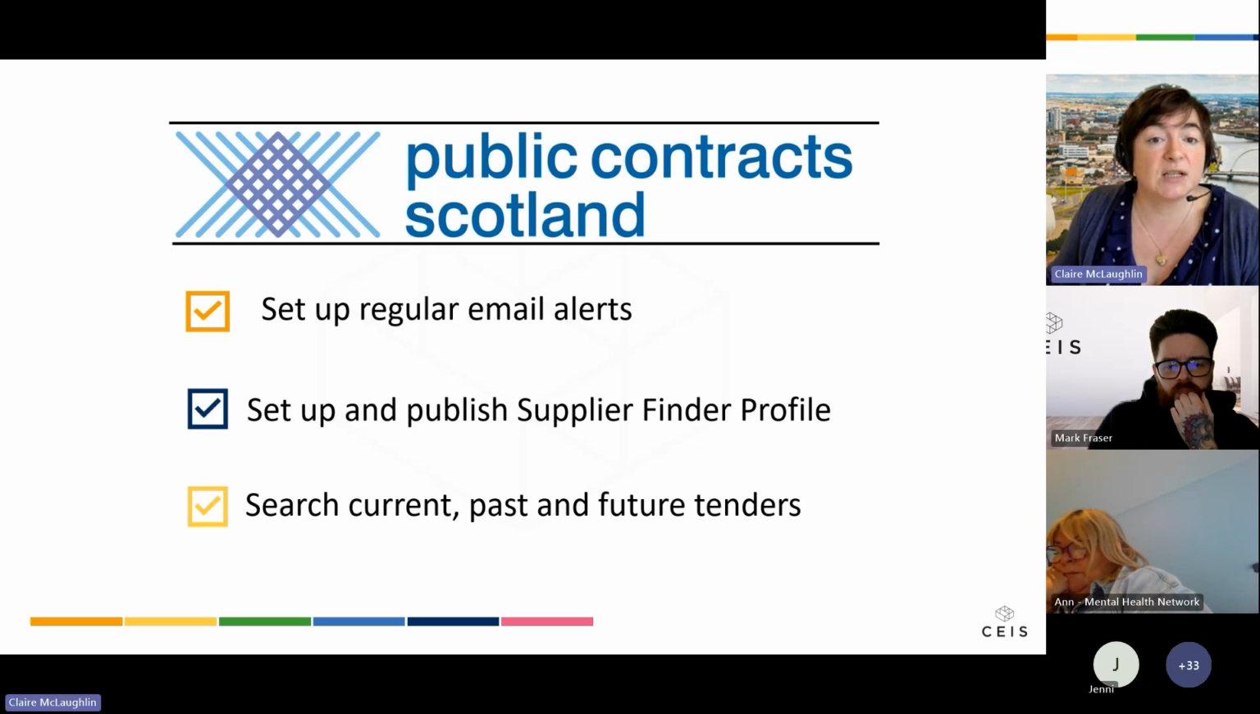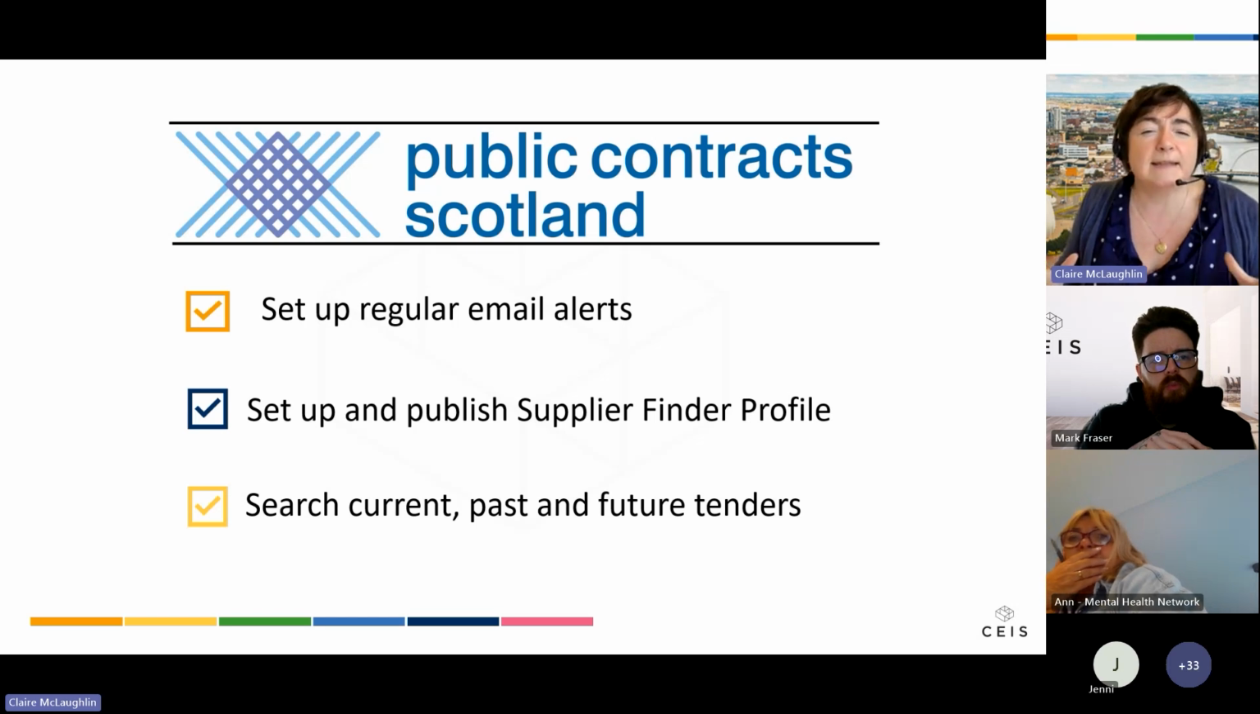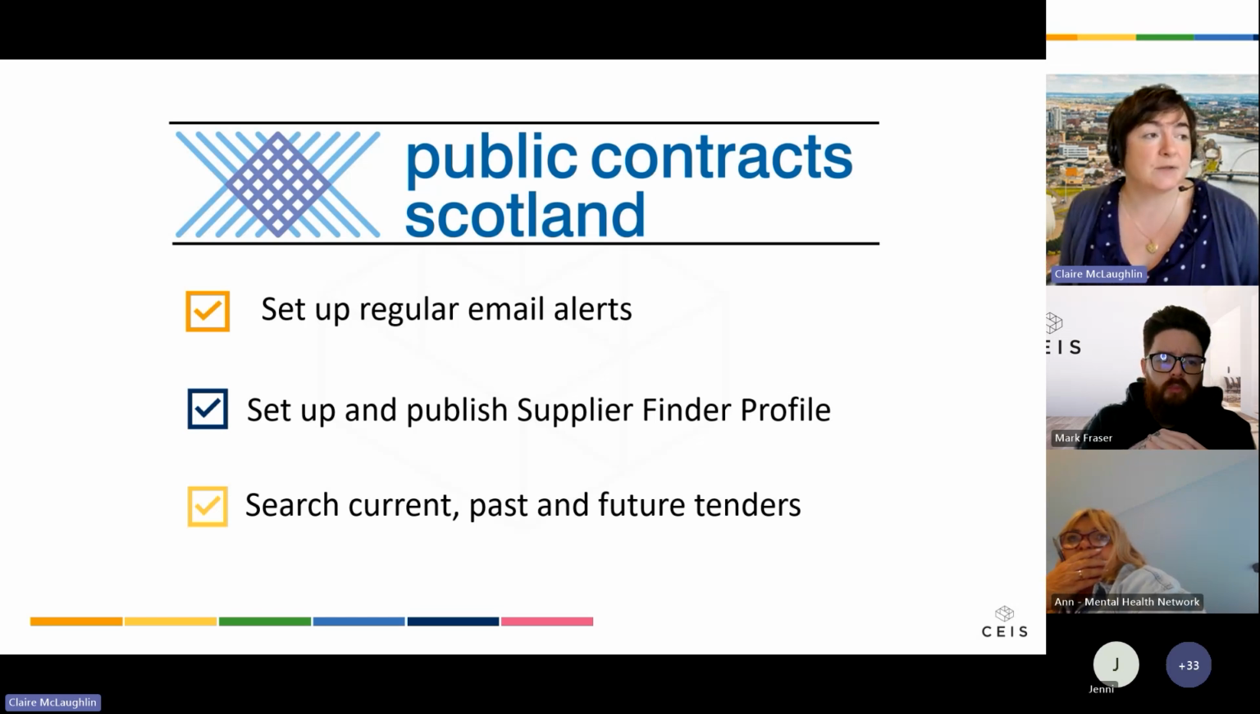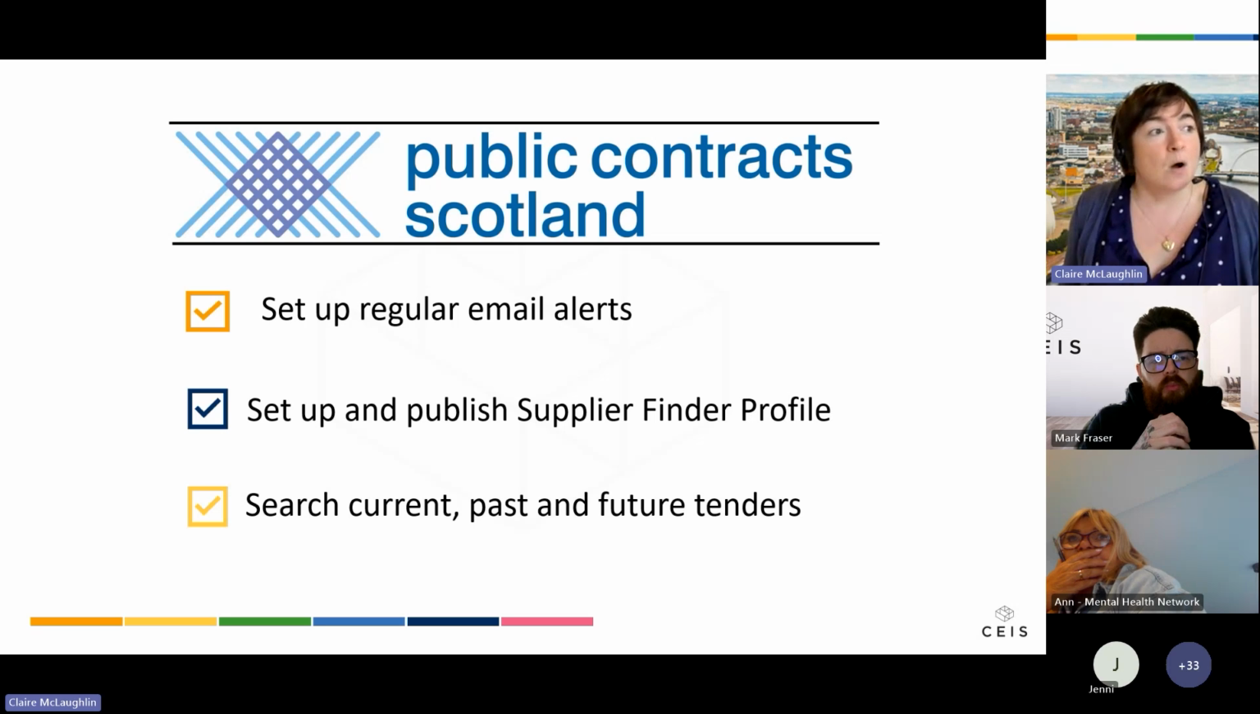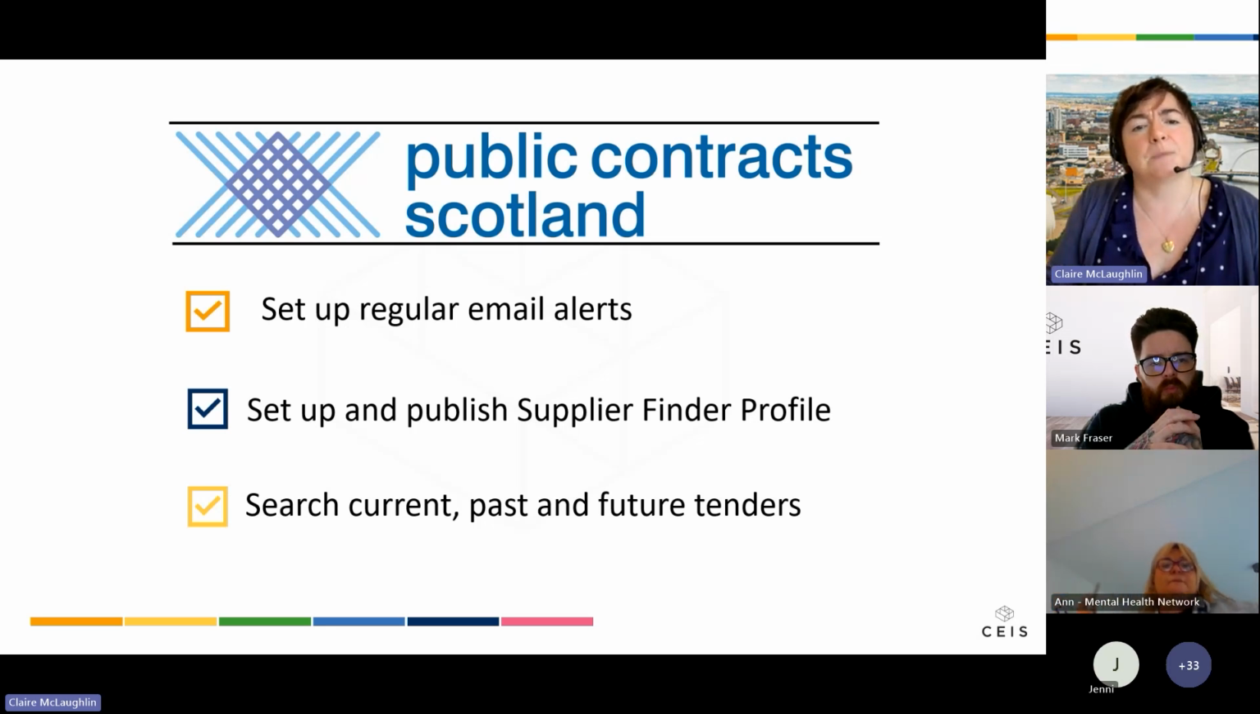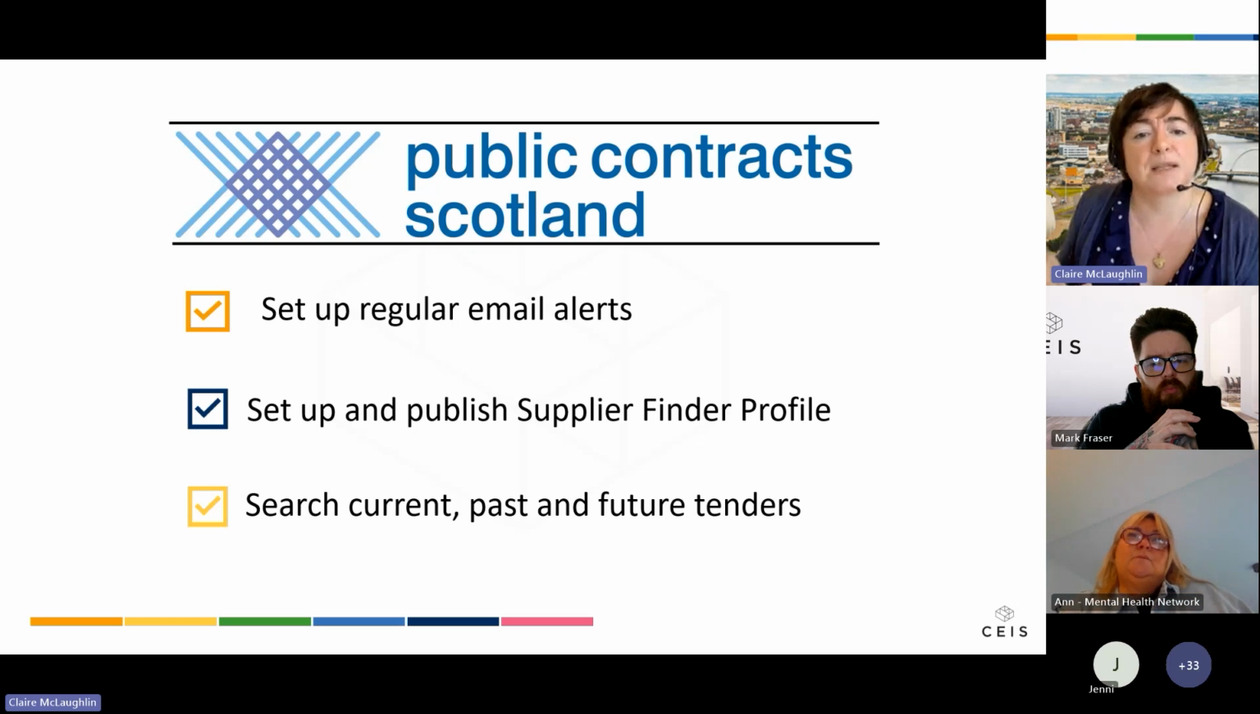On Public Contract Scotland, you can search current, past and future tenders. So there's a wide array of information there about stuff that you might want to bid on right now, or indeed if you're just trying to explore whether there's a market for your products and services, a wide array of different searches that you can do to build up a picture of the marketplace essentially for your organisation. All right, so nice wee tick list there for Public Contract Scotland. Where can you find further support and information?